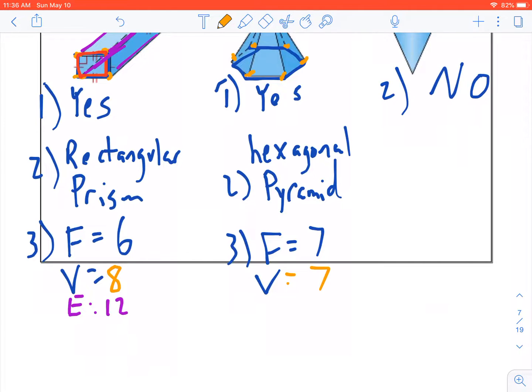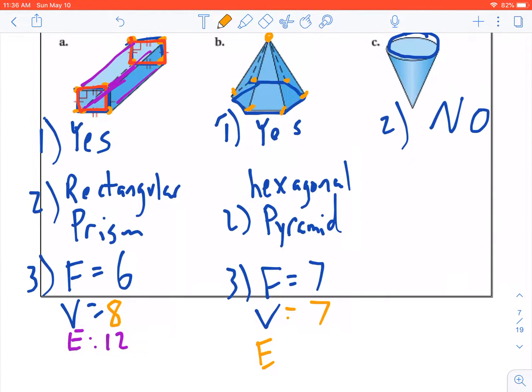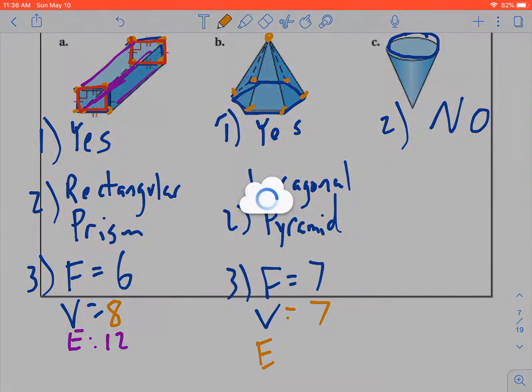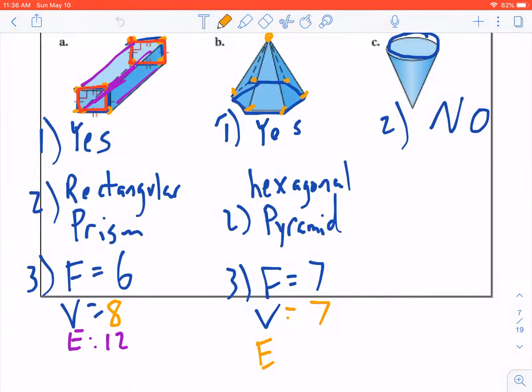And then finally, they want your edges. I have the 6 that go around for the bottom hexagon, and then I have the 6 that come up and join them to the top. So there are 12 edges.